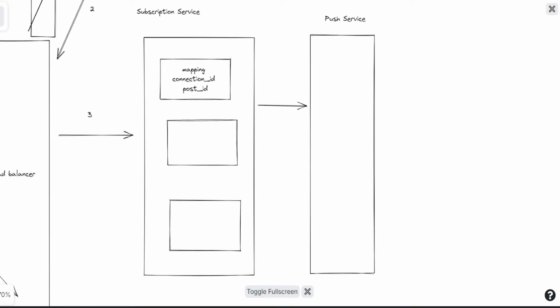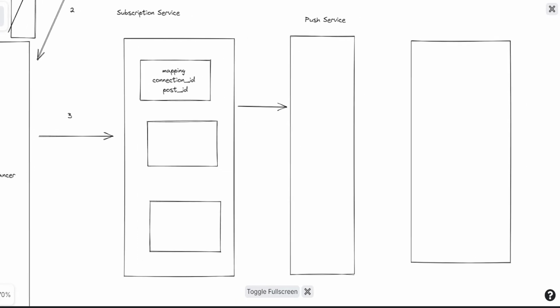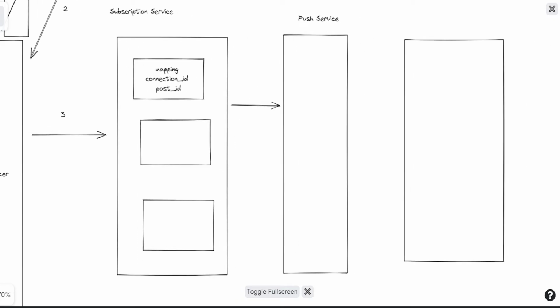What this push service basically does is, sorry, I forgot to do one more thing over here. Machine ID to video ID.